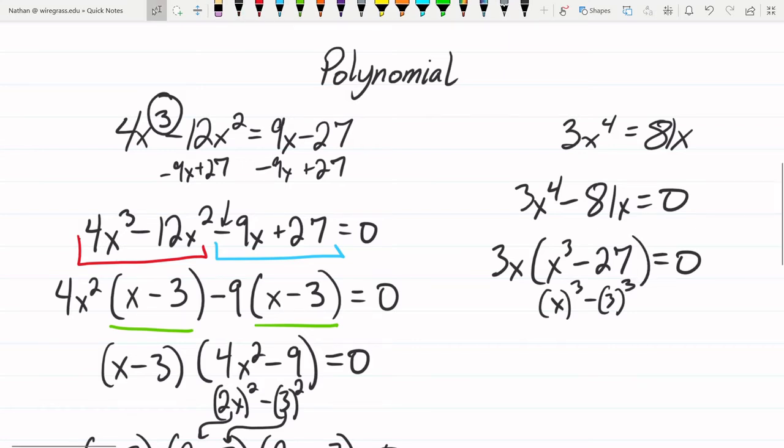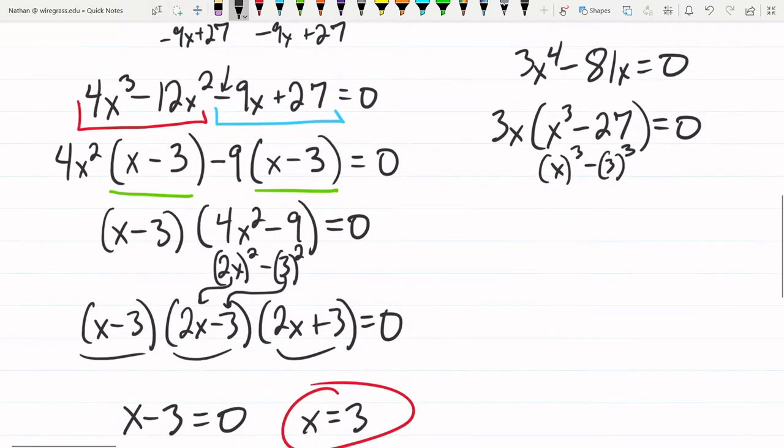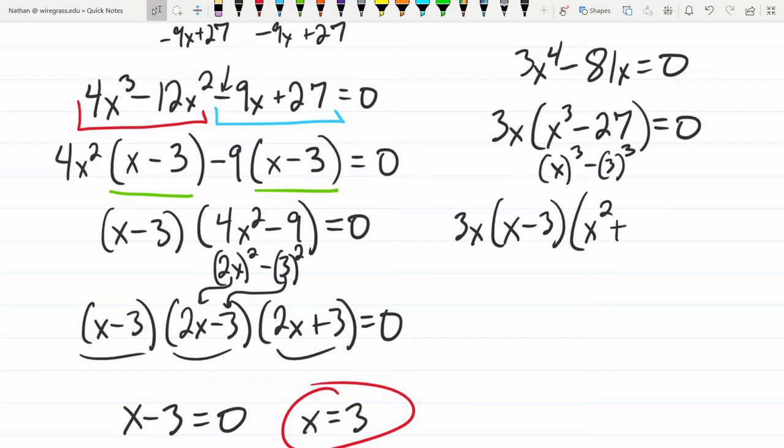And the formula for that, if you don't remember, is the first minus the second. And then we have the first thing squared plus the first times the second, so 3 times x. And then the last thing squared, so 3 squared is 9. We're going to add that. That equals 0.